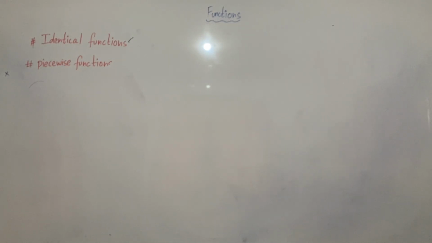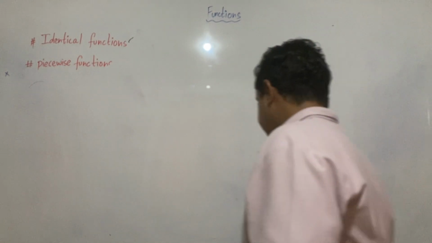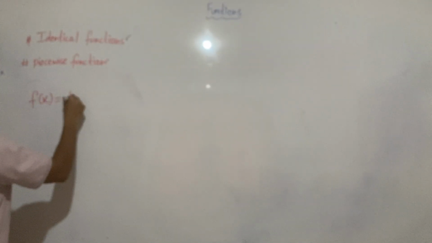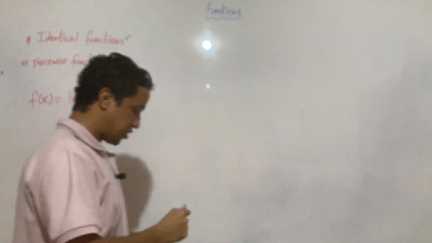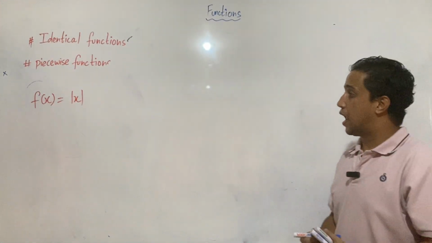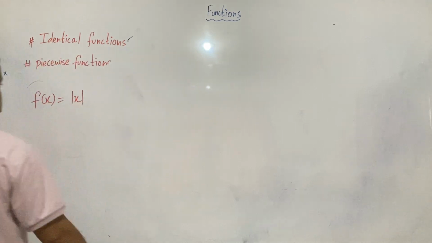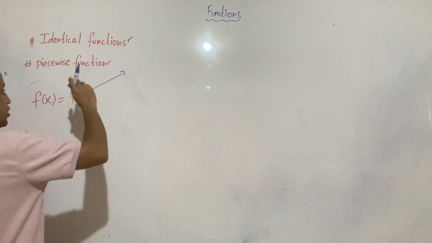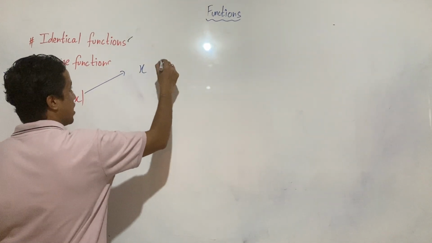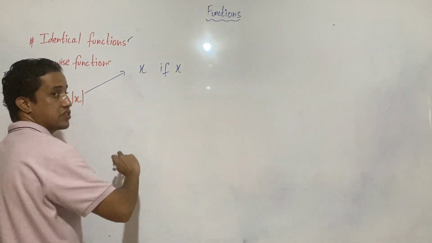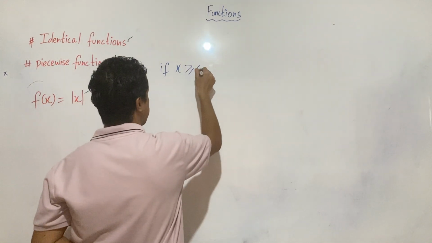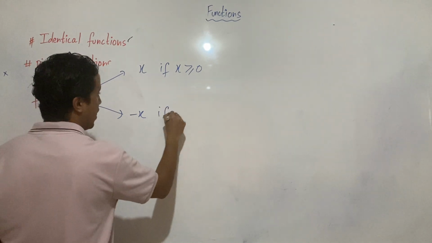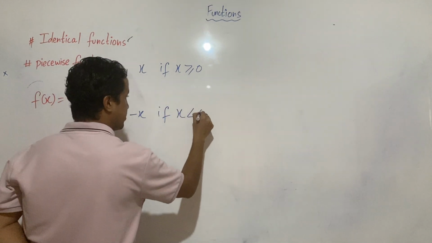First example is f(x) equal to mod x, right? Now, see here, f(x) equal to mod x. Now, see here, the behavior of this mod x: it's going to be x if x is greater than or equal to 0, and it's going to be minus x if x is less than 0.